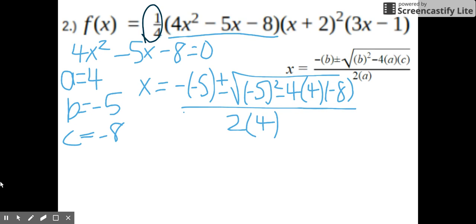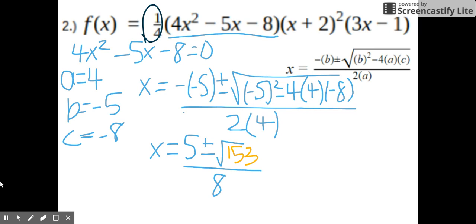Okay, and the first step we should do is simplify this. So the opposite of negative 5 gives me positive 5, plus or minus the square root. Now if I plug this whole thing into my calculator and simplify it, I'm going to end up with 153. Next, we simplify under the whole thing, which is 2 times 4, which is 8.